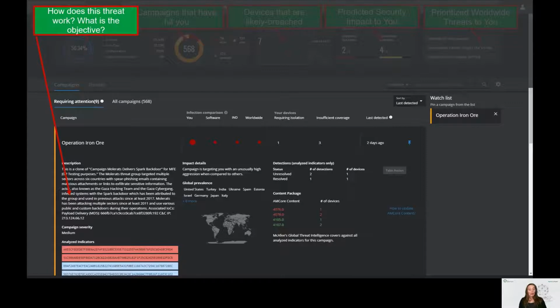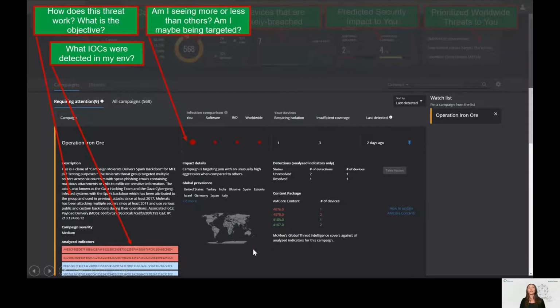I can see that it is a spear phishing style attack that uses emails either with suspicious links or attachments to try to infiltrate into an environment and ultimately to gain sensitive data and exfiltrate it out of the environment. I can see who the threat actor behind this campaign is, and I can also see some additional details like which IOCs specifically were detected in my environment associated with this campaign.